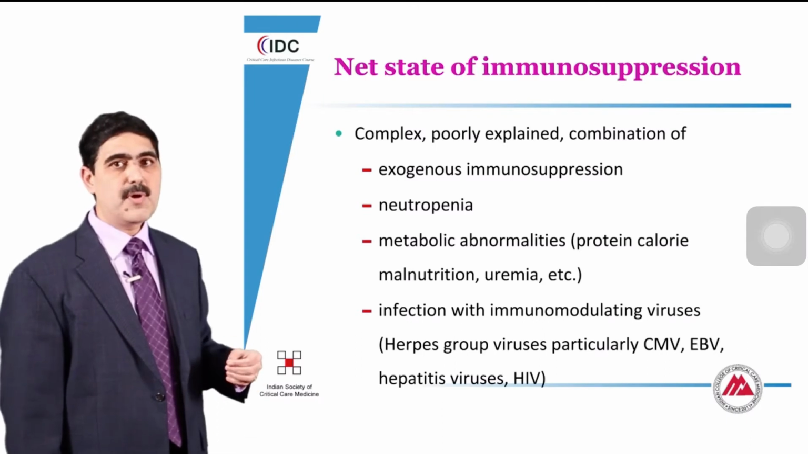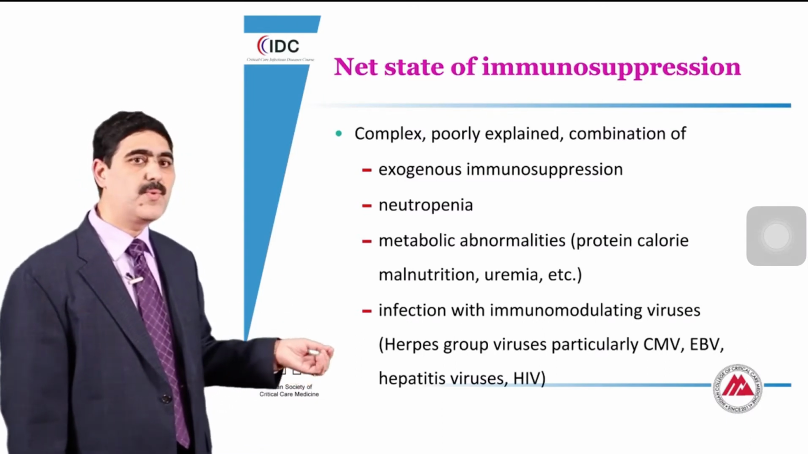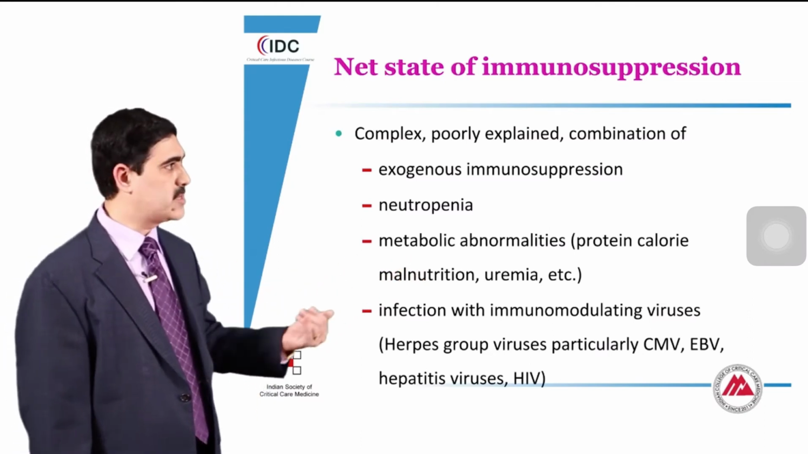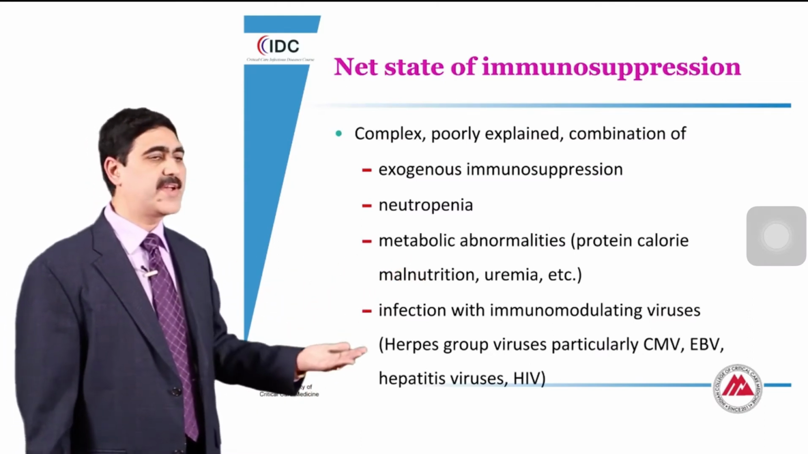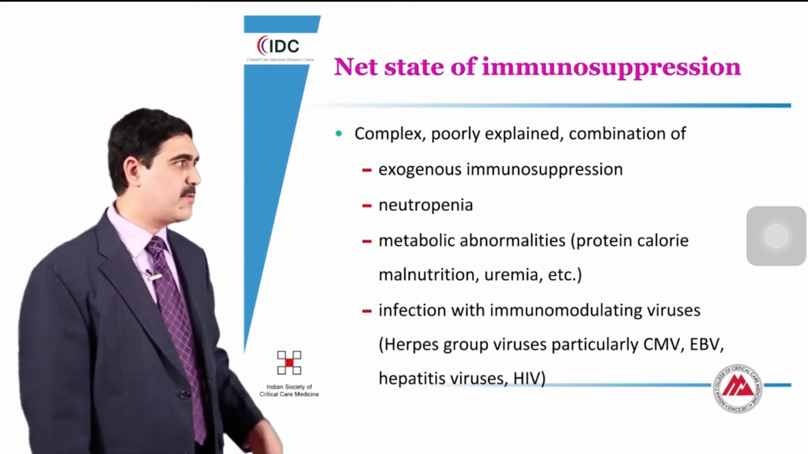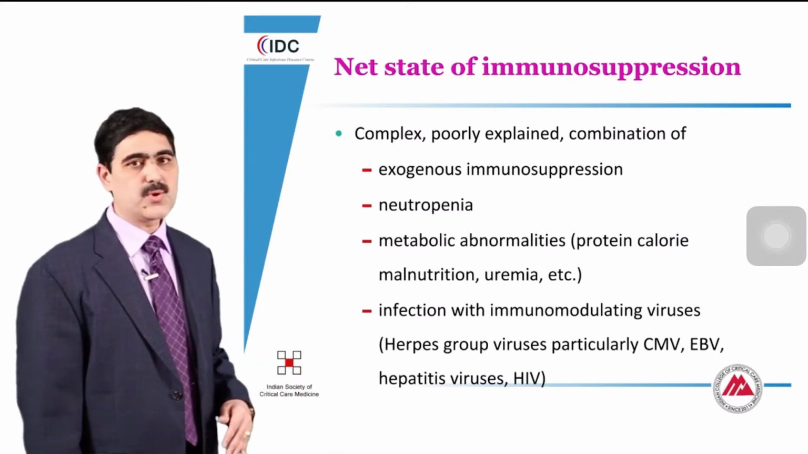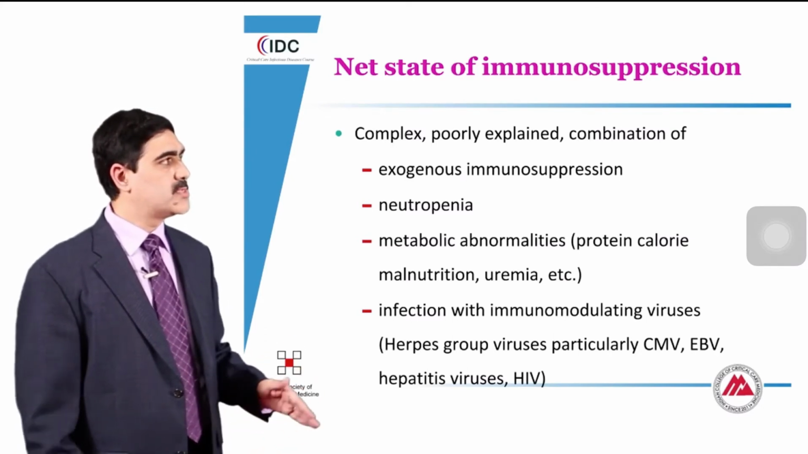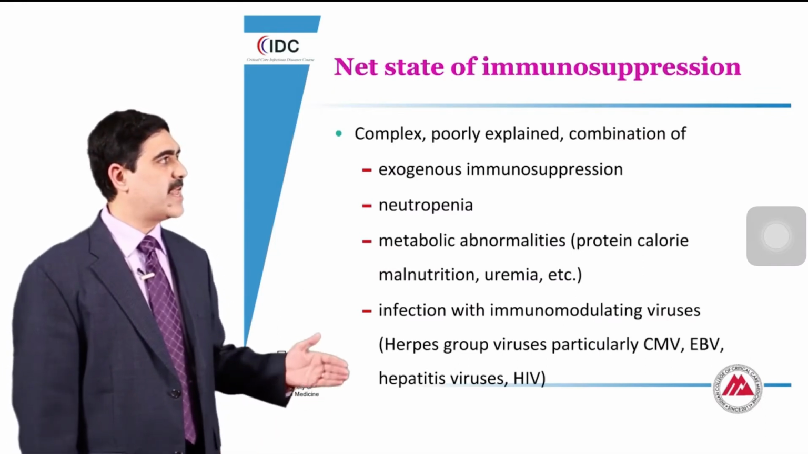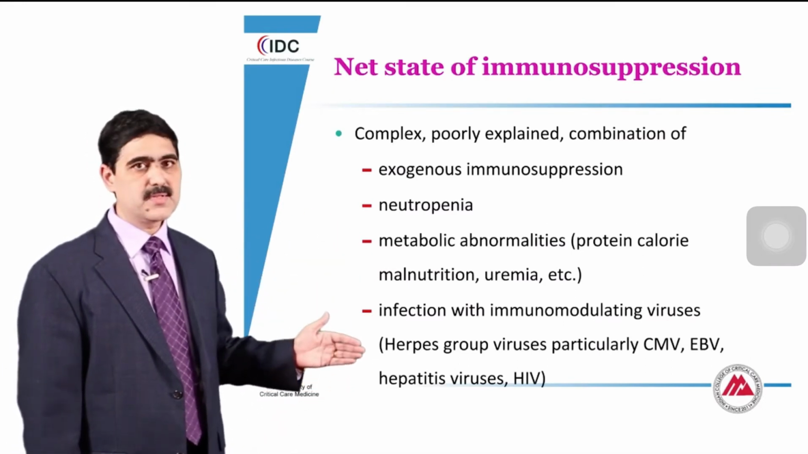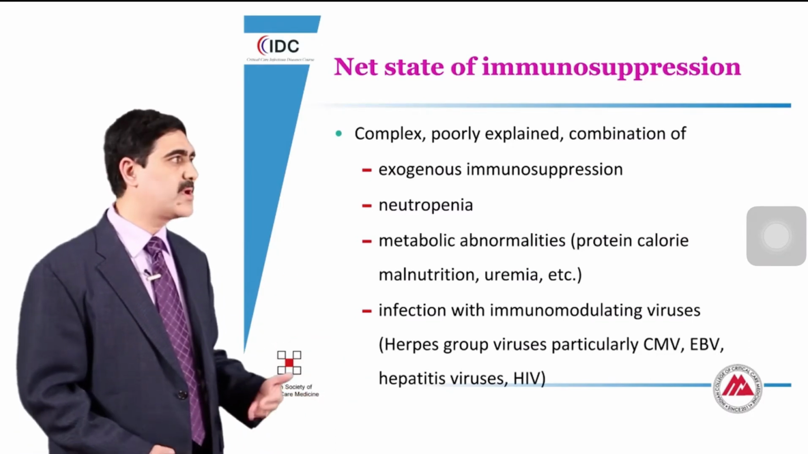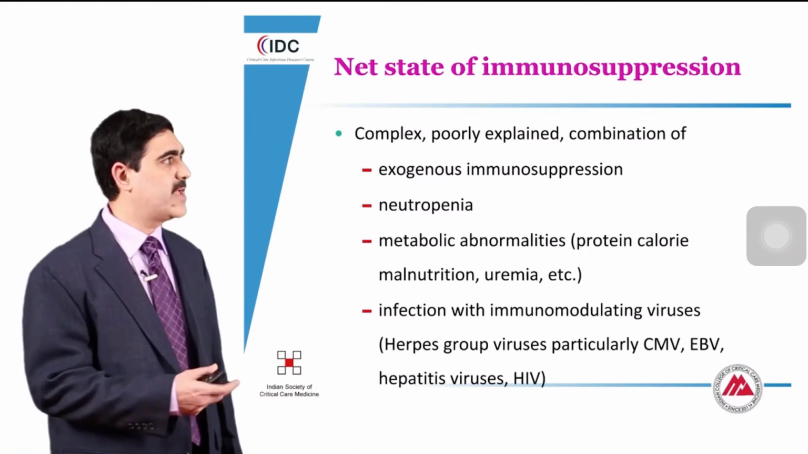And we must remember that there are certain infections with immunomodulating viruses that could also be adding to the state of immunosuppression, and by this I mean infections with any herpes group of viruses, particularly the CMV, Epstein-Barr virus, hepatitis virus, and also HIV, which we often think about. So, when we think of net state of immunosuppression, basically I mean that all the factors that could be reducing the immunity in these patients should be thought about and may need to be addressed while we are managing infections in these patients.